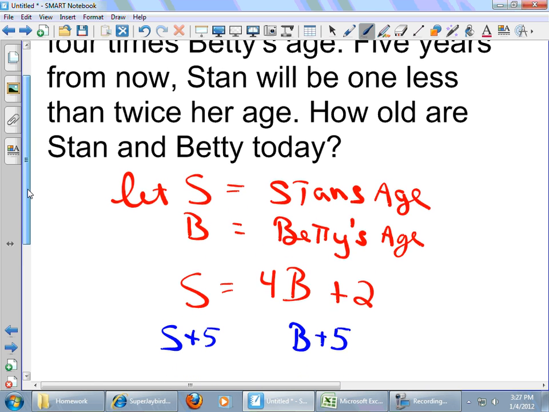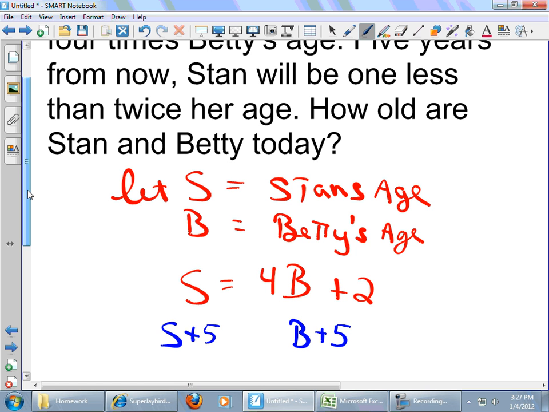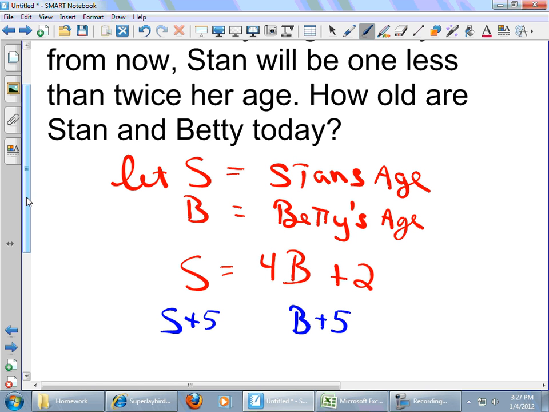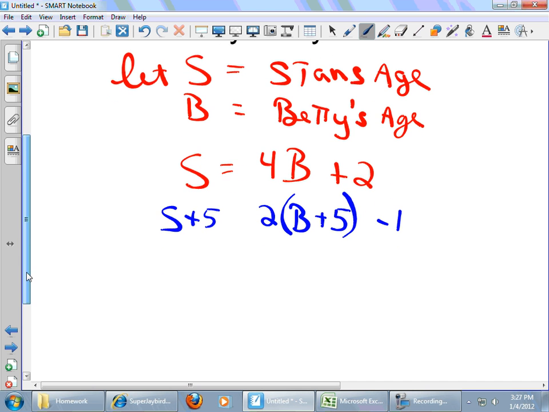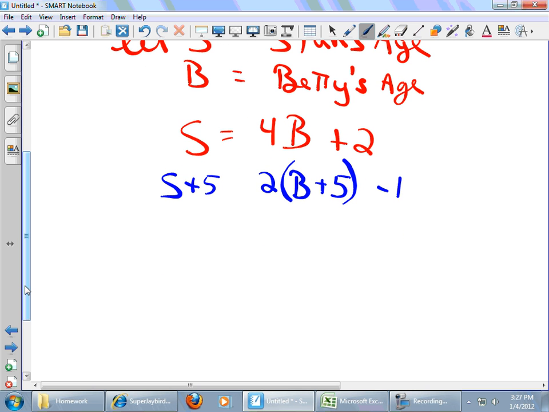5 years from now, Stan will be 1 less than twice her age. Well, I know I'm going to have to subtract 1, but I got to be careful. What's her age in 5 years? It's B plus 5. Well, I need 1 less, not than B plus 5, but then twice B plus 5. And now that I have the 2 equations, I can go ahead.